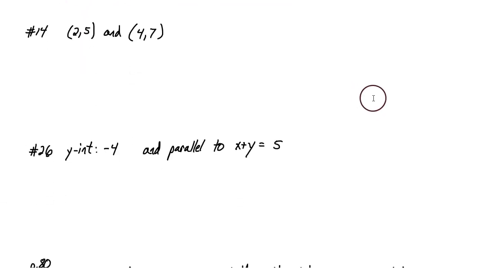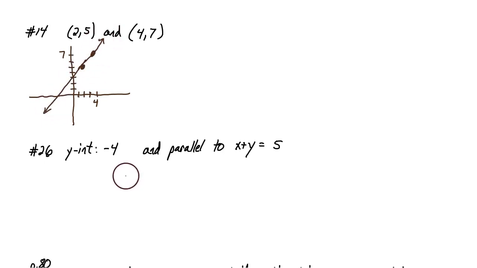Number 14, same directions. We're going to graph and then create the equation. To graph a line, when you're given 2 points on the line, locate the 2 points. Here's 2, 5. 2 more marks over will get us to 4, and 2 marks higher will get us to 7. Here's 4, 7. And draw a line through the dots.